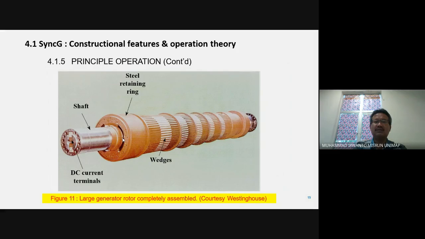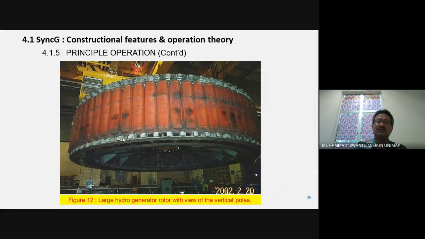Now we can see from here that we can call it a non-salient pole rotor generator also. And from here, we can see a large vertical hydro generator. If you look here, in terms of the length of the rotor it is short, and in terms of diameter, large. We can call this type a salient pole rotor generator.